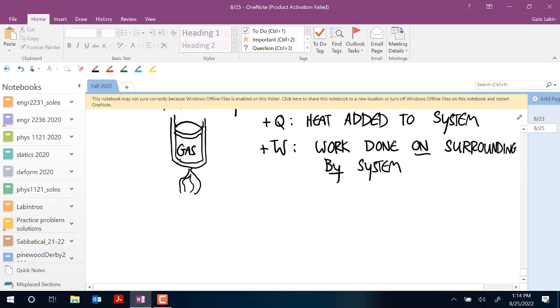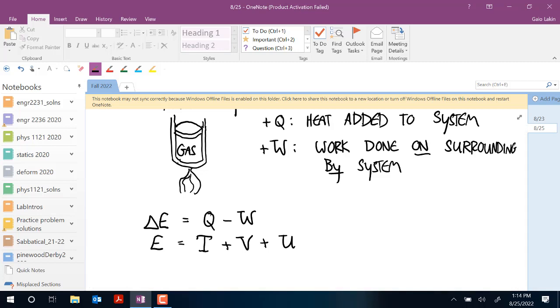And so this equation looks like this. The change in energy of your system is equal to the heat added to the system minus the work done by the system, where E is equal to the kinetic energy of the system plus the potential energy of the system, I'll label all these, plus the internal energy of the system. And the internal energy of the system, you know, like if the temperature rises in something, it's increasing in energy. That's the internal energy.